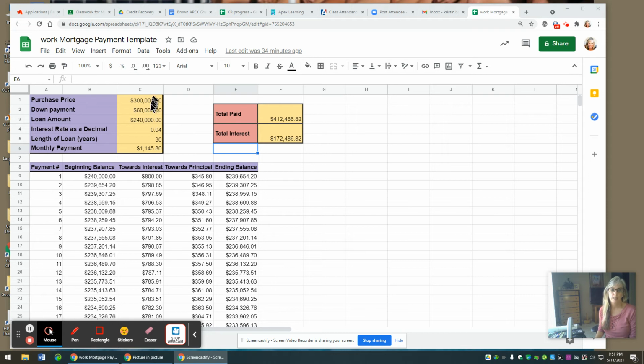So I wanted to just show you some things. We put in these numbers, all of these just flat. You can tell up here in this box, that's the number I put in. And then in the next box, I just put 60,000 as the down payment.